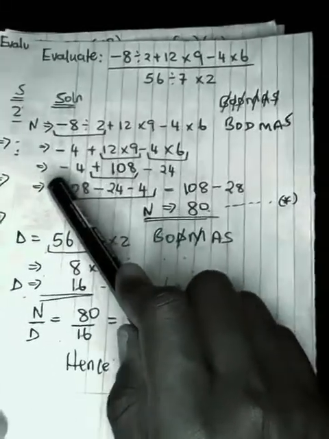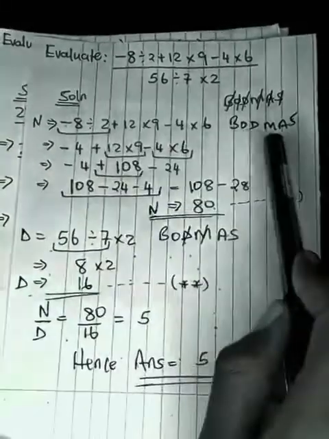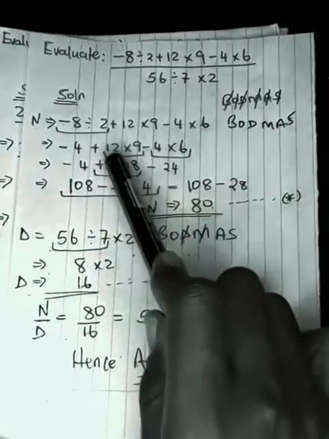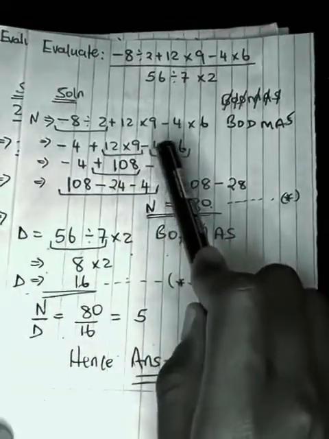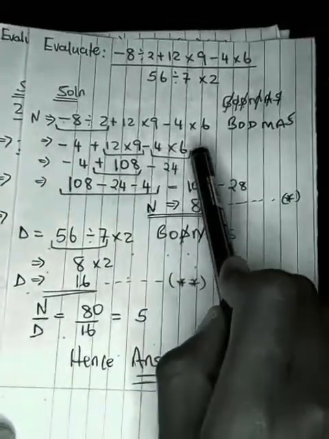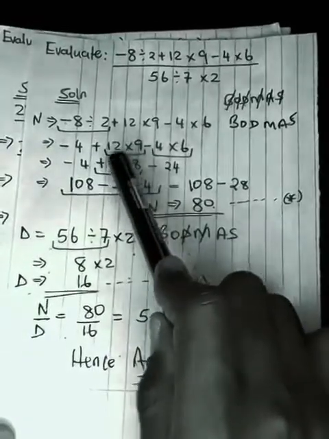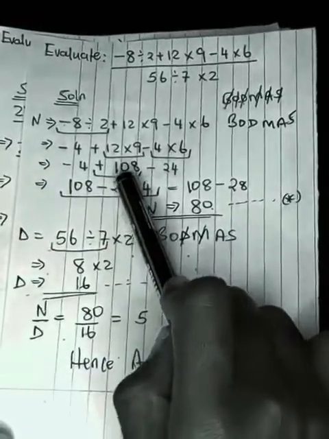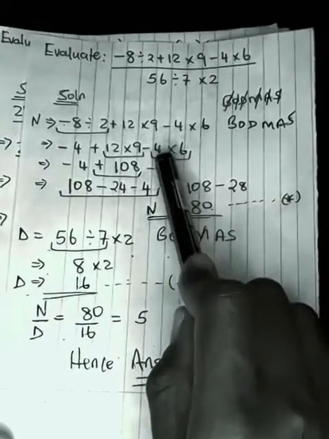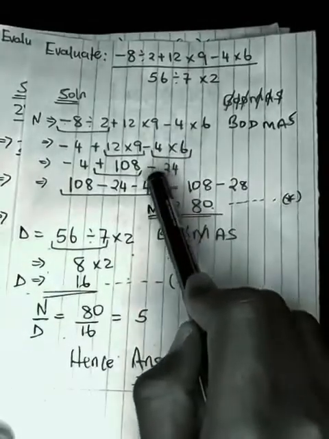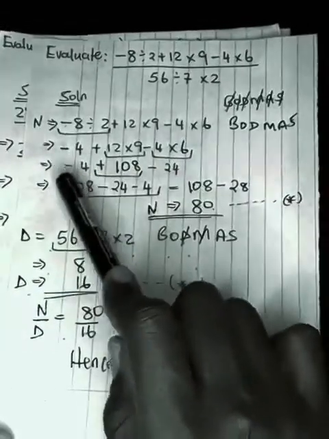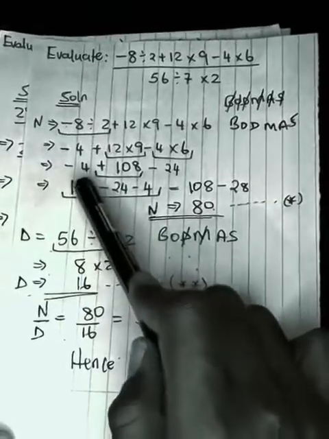Then the next one is multiplication. There is 12 times 9 and 4 times 6. You compute them. 12 times 9 is 108. You write 108 under that. And then minus 4 times 6 is minus 24. Then minus 4, you write as it was initially.